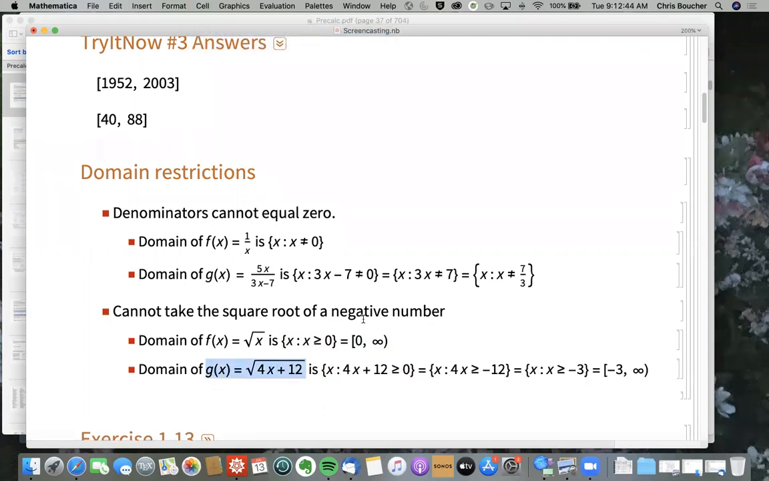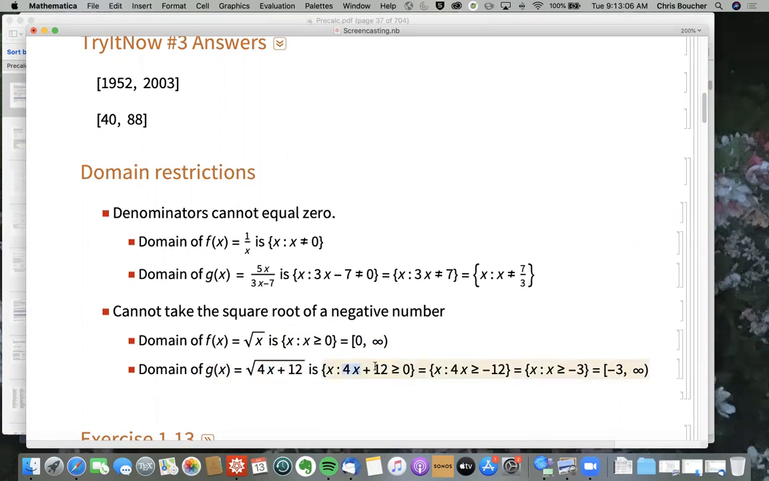So again, I have a function where there's an input variable under the square root. You can see the x right there underneath the square root. So what's the domain restriction? Well, the domain here is the set of all x such that whatever's under the square root has to be greater than or equal to 0. So in this case, that's 4x plus 12 that has to be greater than or equal to 0.